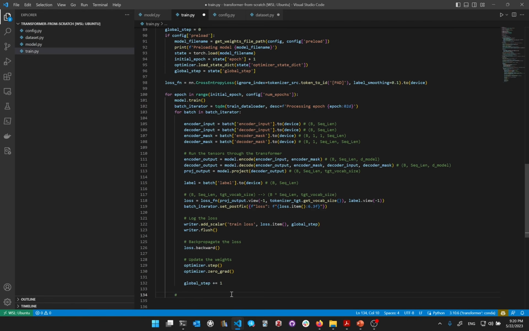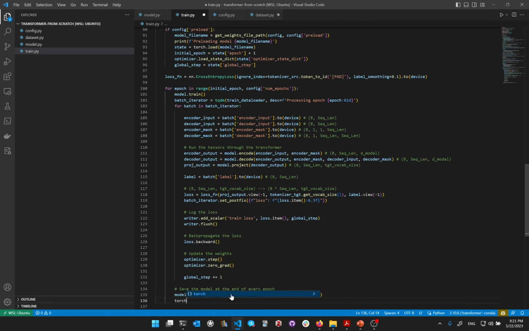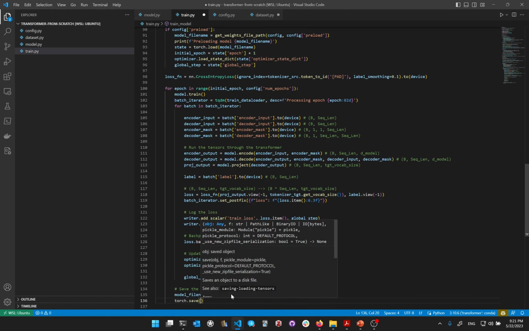We can save the model every epoch. Okay, model file name, which we get from our special methods. This one, we tell it the configuration we have and the name of the file, which is the epoch, but with zeros in front. And we save our model.